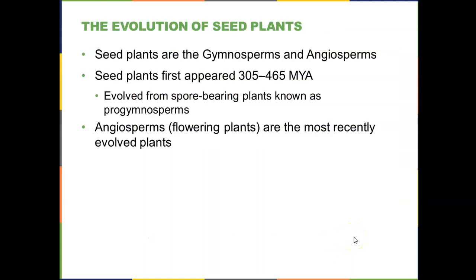All right. So there's a lot of ambiguity in the fossil record, but up to 465 million years ago, we see the first evidence in the fossil record of seed-bearing plants, and those would have been the gymnosperms. The angiosperms were a later arrival that evolved from gymnosperms.